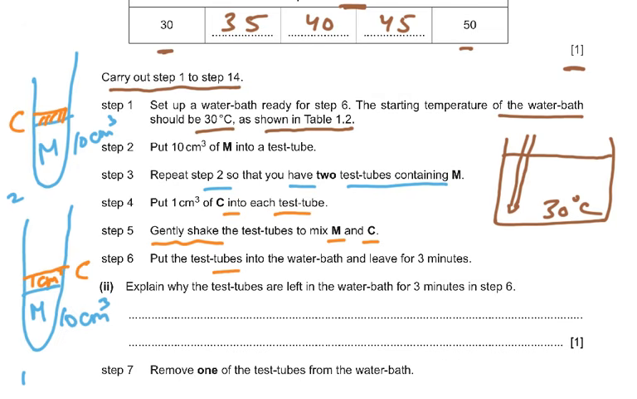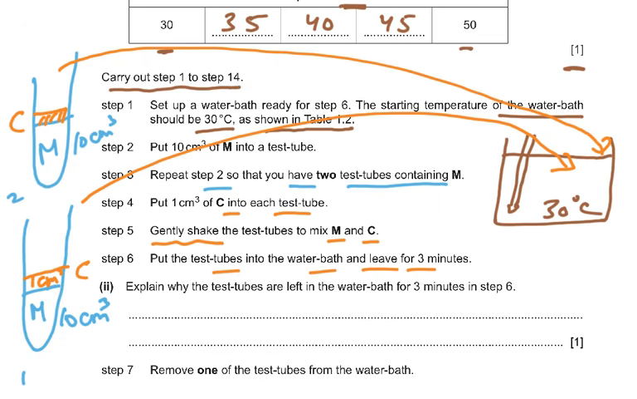Put the test tubes into the water bath and leave for 3 minutes. So then you put these in the water bath. Put both these test tubes in the water bath, right? So this one comes here and this one comes here. And leave it for 3 minutes. And of course, it can be 3.5 minutes or 4 minutes. It's probably not going to be exactly 3 minutes. I know that.